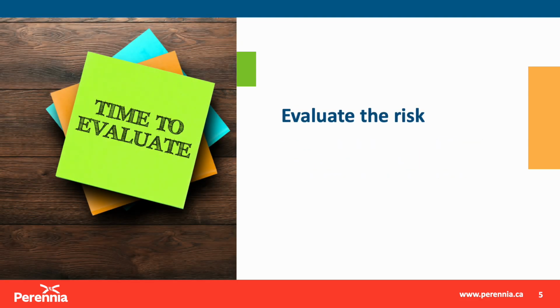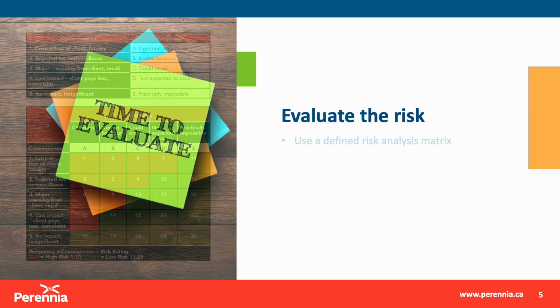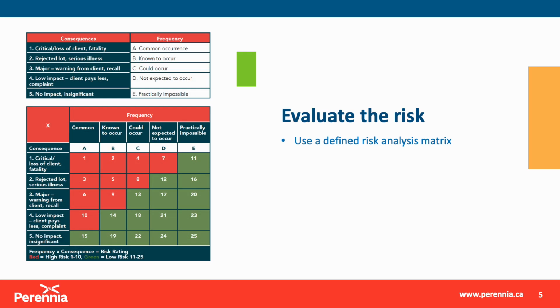Next, you need to evaluate the risk. Use a defined risk analysis matrix which considers the frequency in which the hazard could occur and the severity of the consequences if the hazard were to occur. There are many risk matrices you can choose to work with. Here, the frequency estimates if the hazard could be considered a common occurrence, known to occur, could occur, not expected to occur, or if it's practically impossible that it will occur. How likely is it that it will occur?